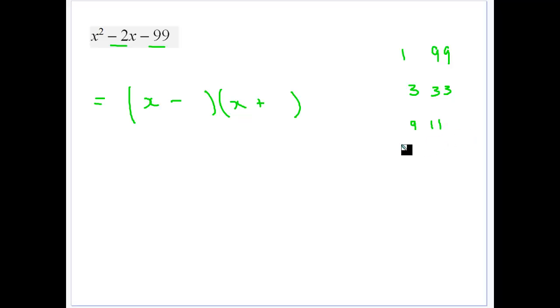So looking at that, which two of those will give us a difference of minus 2 when we make one of them negative? Obviously the larger one's going to be the negative because it's a negative 2, so obviously it'll be a minus 11 plus 9. That would give us a difference of minus 2. So that's going to be a positive 9 there, a minus 11. So there's how we factorize trinomials when we have a monic situation there.